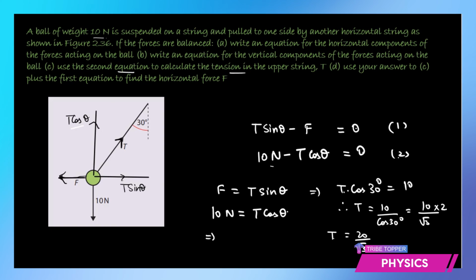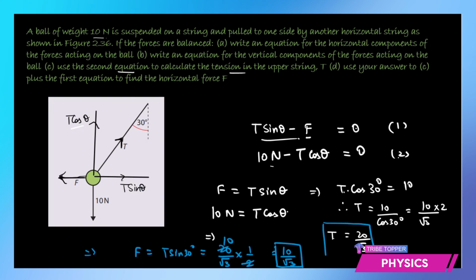And using this value of T, you can find the net horizontal force. If you put this value in this equation, you will get the value of the force. So F is equal to T sin 30. The value of T we found is 20 by root 3, and sin 30 is half. So the force acting is 10 over root 3. So the horizontal force acting is 10 over root 3 Newton and the tension acting is 20 over root 3 Newton. So this is how a free body diagram helps us to determine the resultant forces acting on a body. That's all for this session.